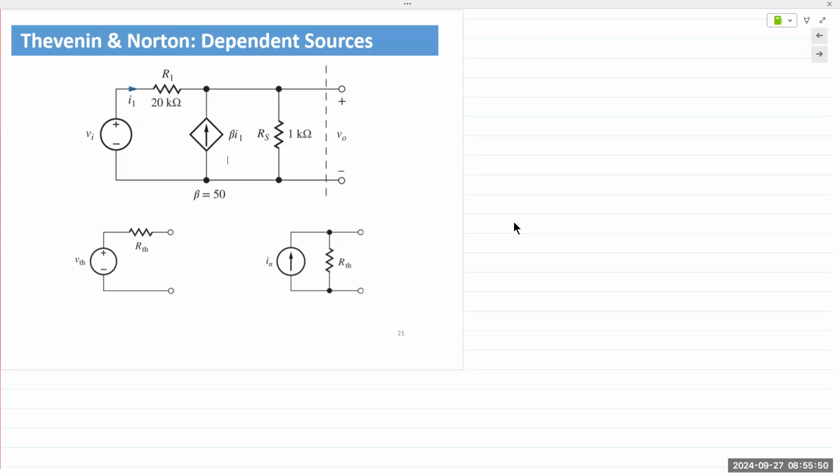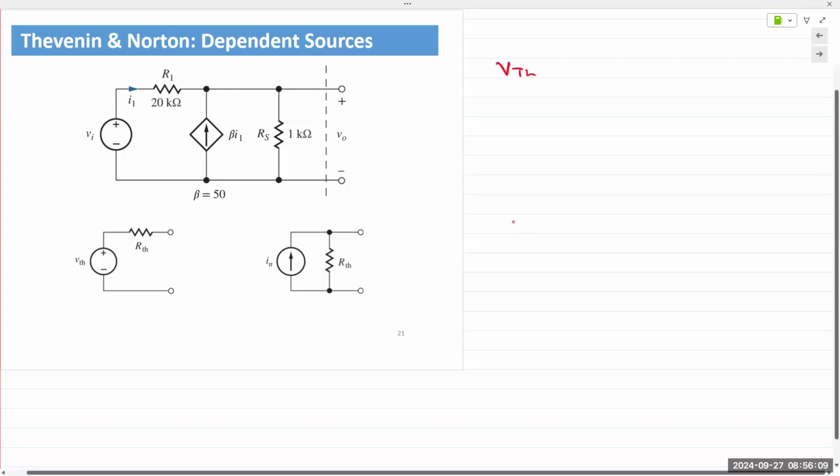Beta value is already given to us. Whether it's given or not given is irrelevant. The point is, when we write our equations, we have to take that current into account as any other current quantity.